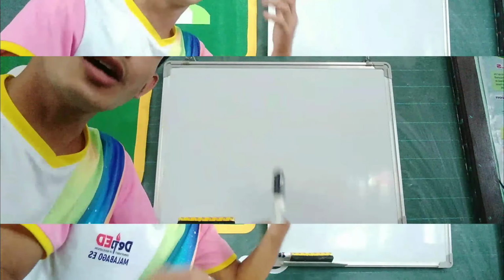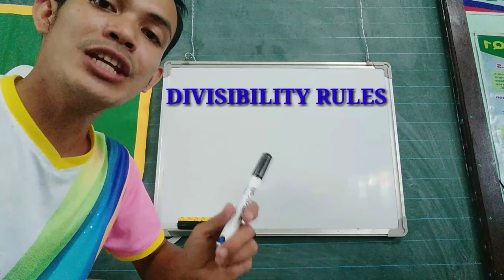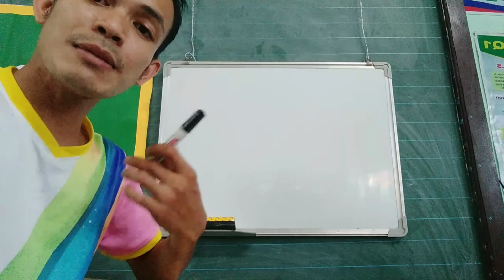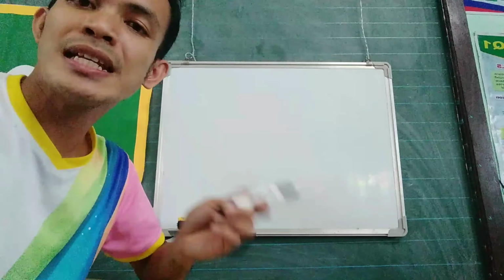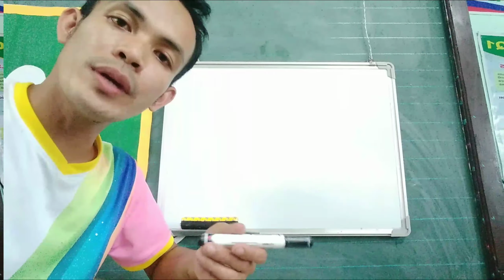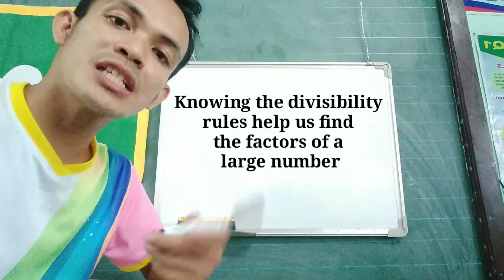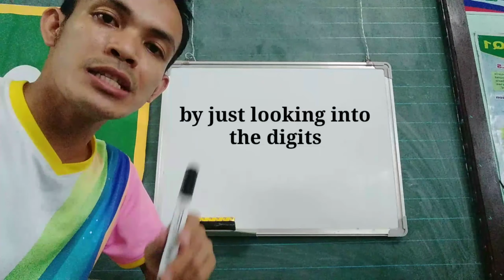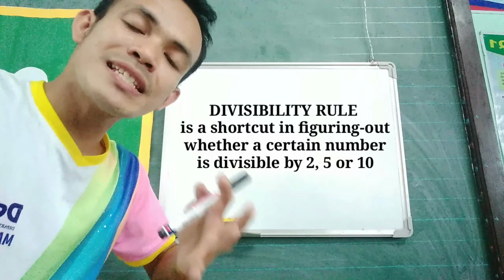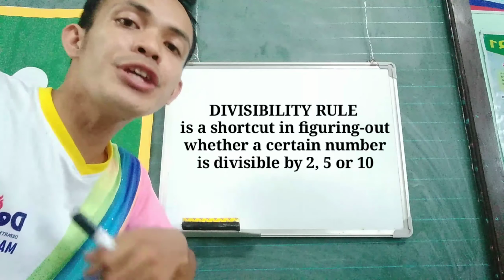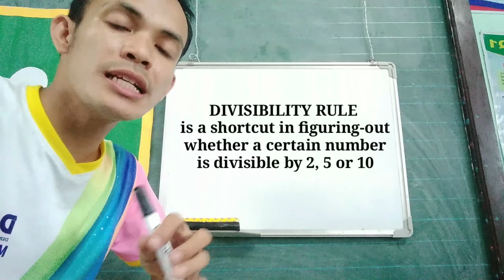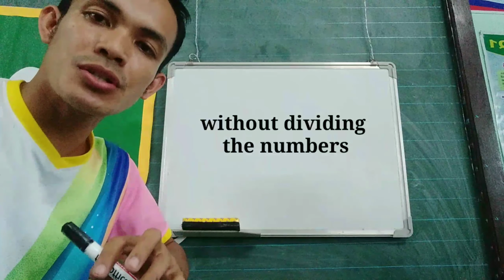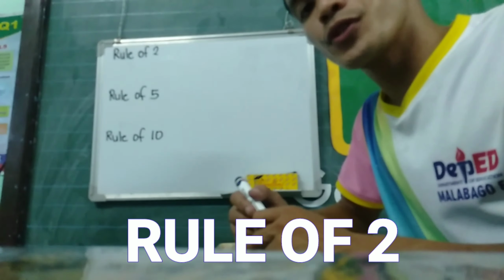So now let's start. Our topic today is all about divisibility rule of 2, 5, and 10. Why is it important to study divisibility rule of a whole number? Knowing the divisibility rules helps us find the factor of a large number by just looking into the digits. Divisibility rule is a shortcut in figuring out if a certain number is divisible by 2, 5, and 10 without dividing the numbers. We will start the rule of 2.